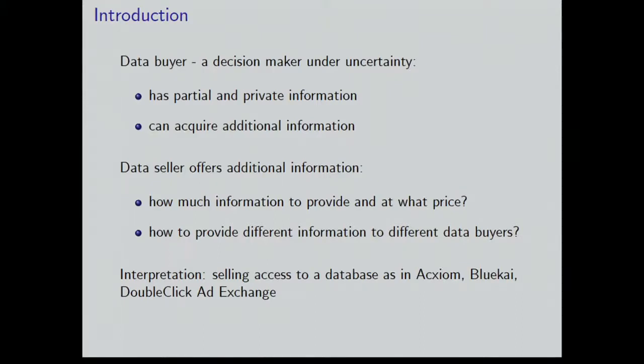And from the data seller's point of view, the question is, how do I want to provide this additional information? At what price do I want to provide it? And given that the data buyers come in with their own luggage in some sense, their own history, their own information, the question is whether I want to provide different pieces of information to different buyers. And given that I'm providing different information, do I possibly want to offer it at different prices across a variety of possible buyers?